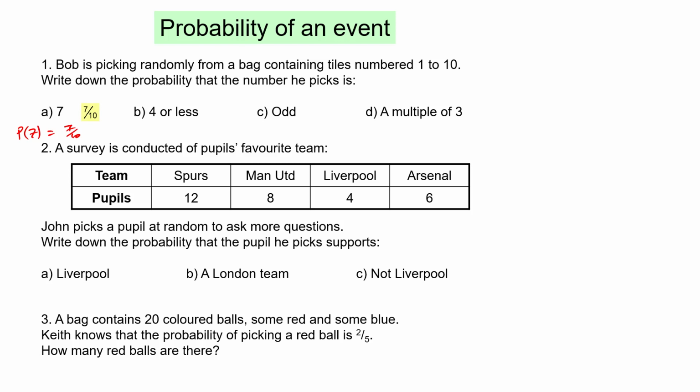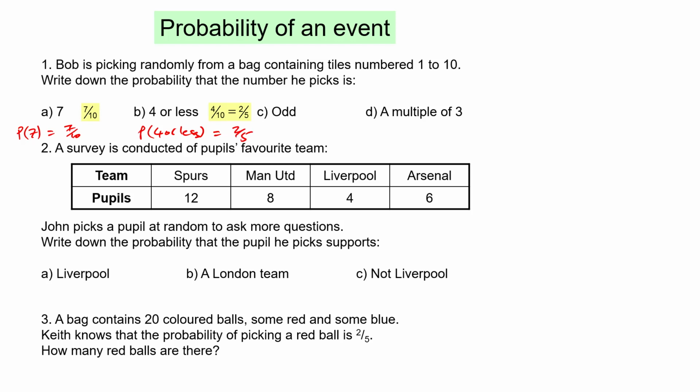So we can see what that means. 4 or less, it's 4, 3, 2, and 1. So it's 4 out of 10 or 2 out of 5. So you should be writing probability of a 4 or less, and that's equal to 2 out of 5, and so on.